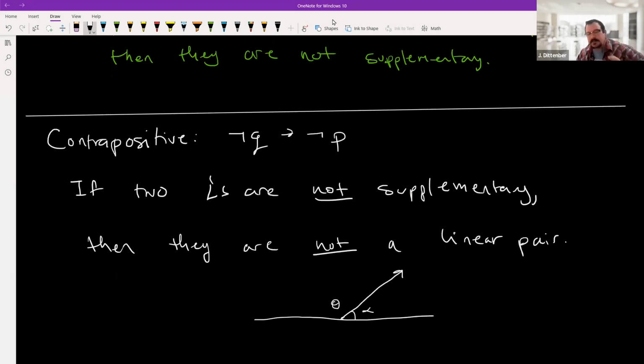Okay, so if you have two angles whose sum is not 180 degrees, it would be impossible for them to be a linear pair by definition. Okay.